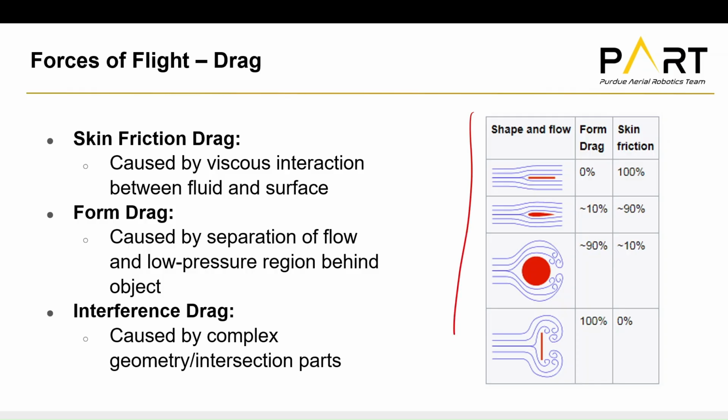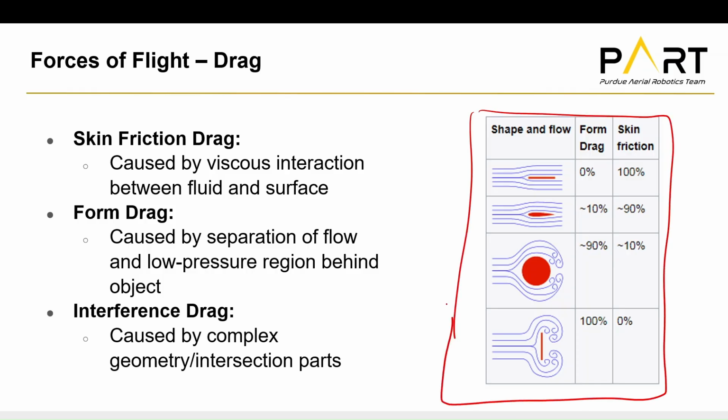I love this chart over here because it shows you how shapes are affected by both skin friction, or viscous drag, and your form drag. So you can see this flat plate in the top here has a lot of skin friction drag because it's a very long object, right? There's a lot of time and a lot of space for these air particles on top and bottom to viscously interact and create drag and friction on that plate.